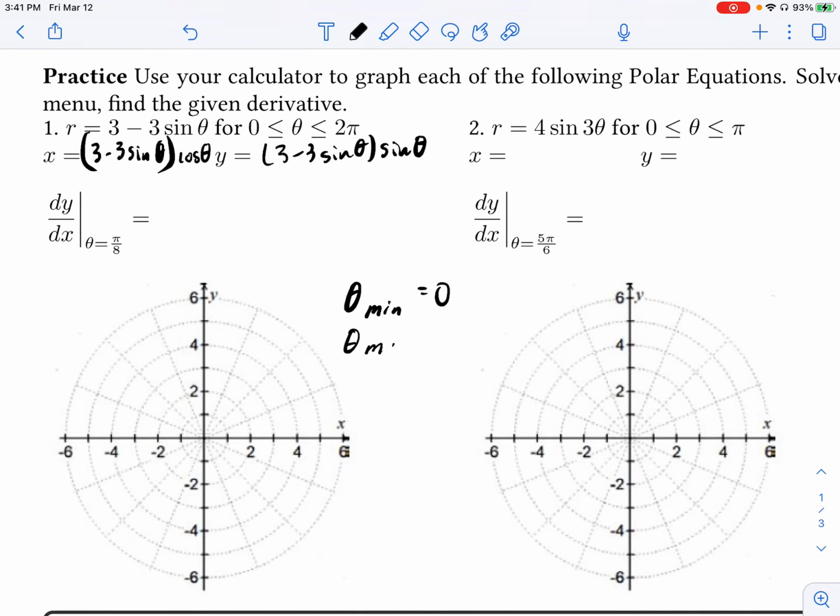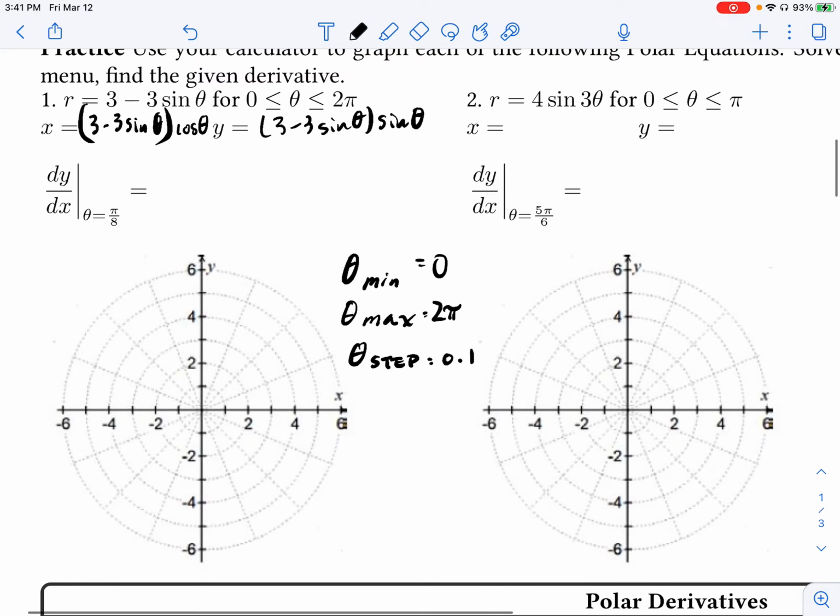And for theta max, go ahead and make that 2 pi. And for your theta step here, if you're on your Windows screen, there might be a default value there, but usually something around 0.1 just works fine. So if you graph this, then you should get something that looks like the following.